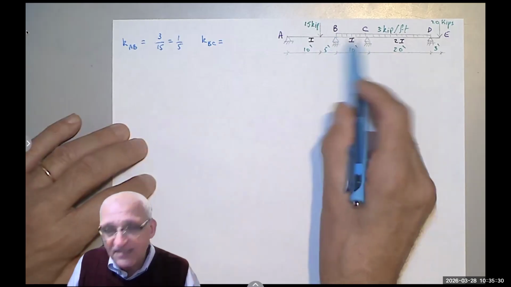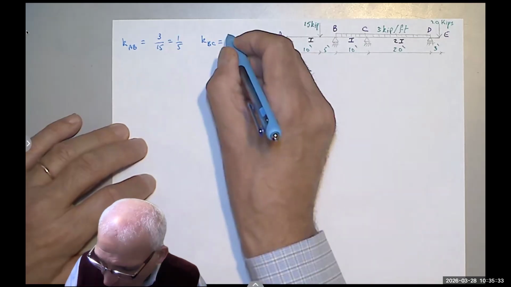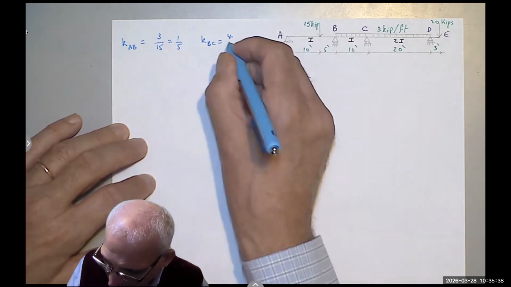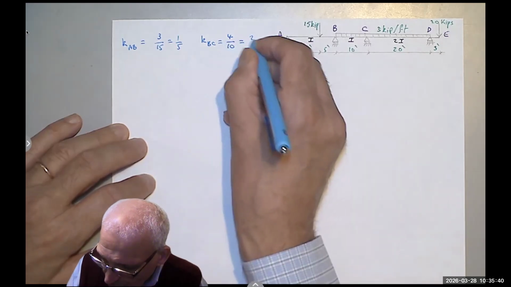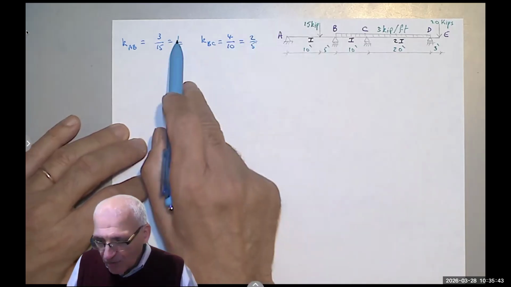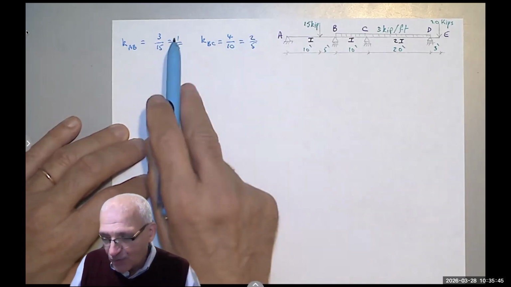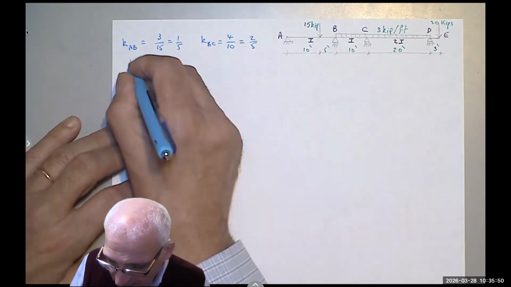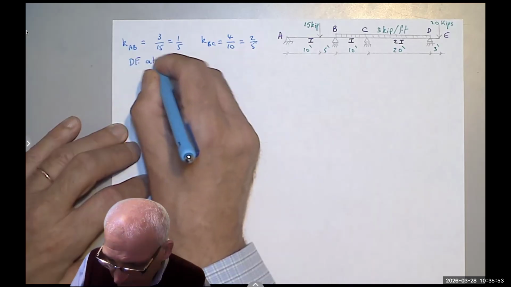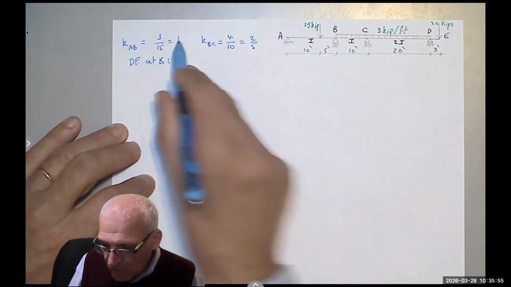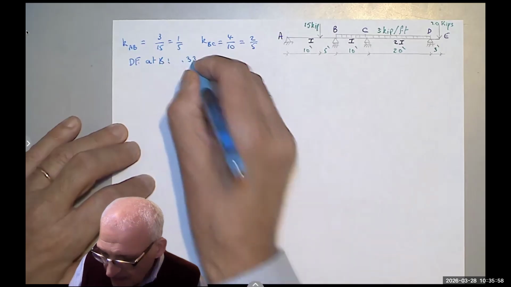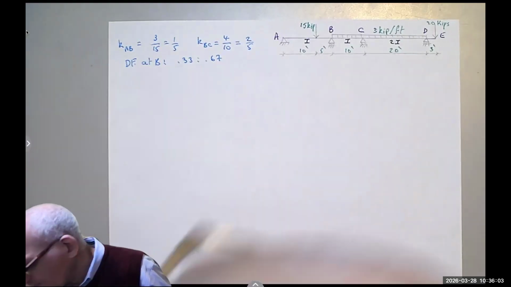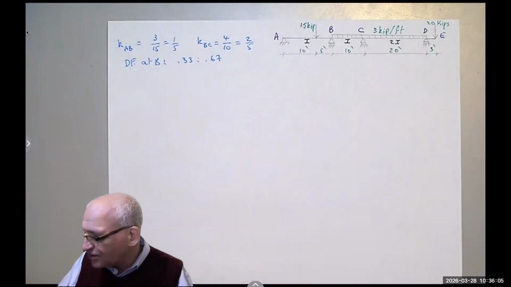BC is fixed on both sides, so it's 4 times 1 times E over L, which is 10. 4 over 10 is 2 over 5. So this is 1 over 5, this is 2 over 5, so the ratio is 1 to 2, meaning our distribution factor at B would be 1 to 2, or 0.33 to 0.67, right? 1/3 to 2/3. Now, let's move to joint C.